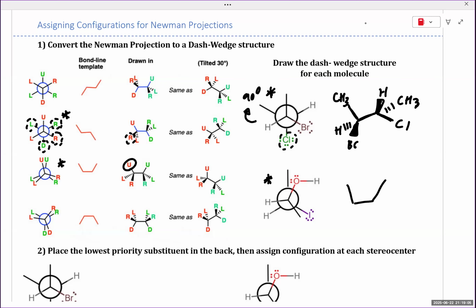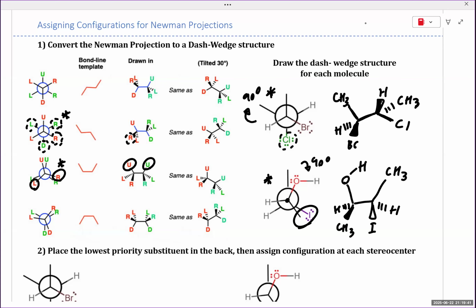In this case, the two upper groups are drawn flat. So the methyl group and the alcohol. Looking at this carbon here, the group on the right is drawn with a wedge. The group on the left is drawn with a dash. So the iodine and methyl group get wedges, and the hydrogens get dashes. Again, all we've done is just taken the Newman projection and rotated it 90 degrees to the right.